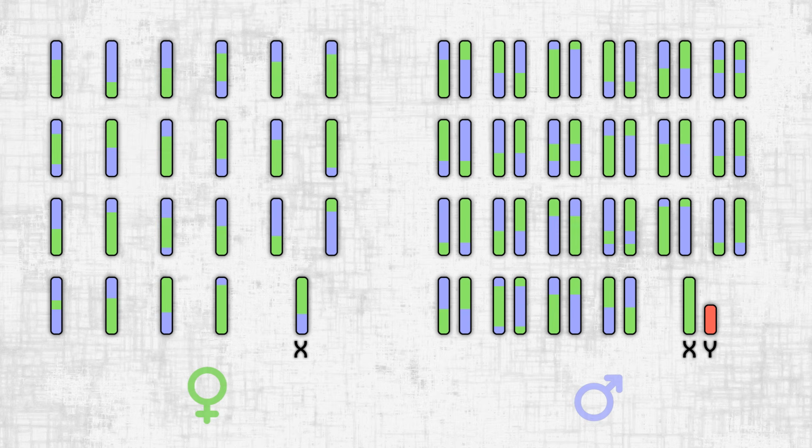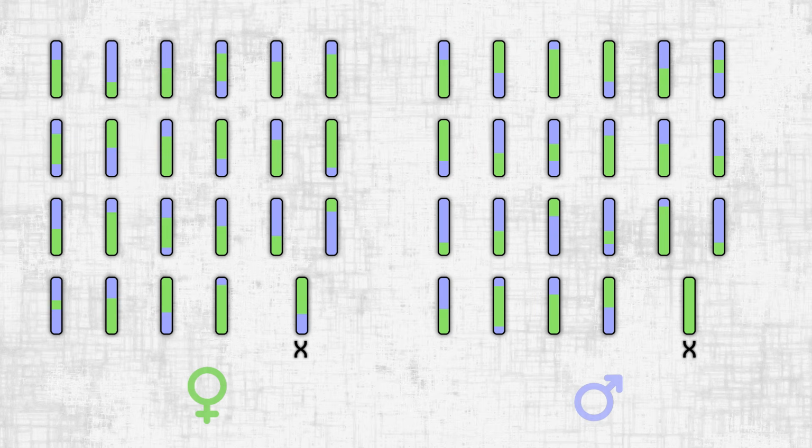This means the child receives half of their genome from their mother, but within that half, there will be a random proportion of genes from their grandmother and grandfather. The same thing happens with a man's sperm cell. It also gets a single set of chromosomes.